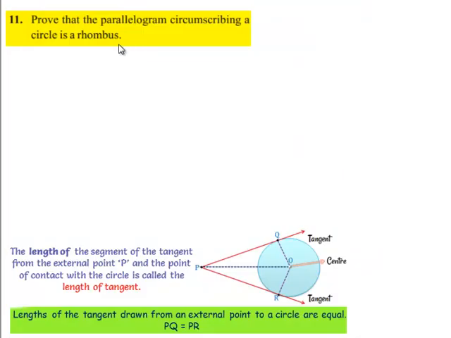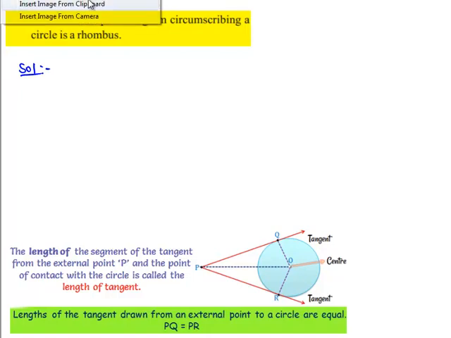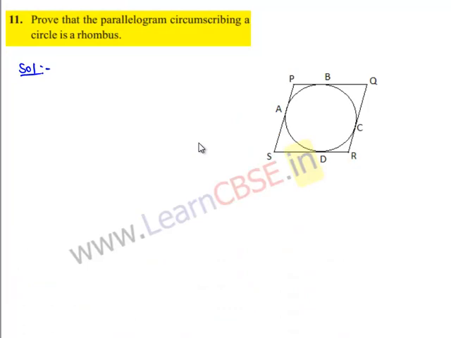Moving on to the 11th question: prove that a parallelogram circumscribing a circle is a rhombus. Now moving on to the solution. Let us consider a parallelogram PQRS circumscribing a circle as shown in the figure. The circle touches the parallelogram at 4 points, that is A, B, C, D respectively.